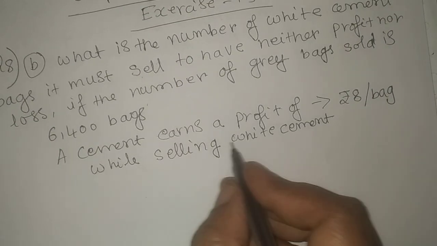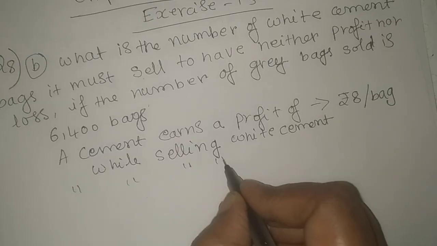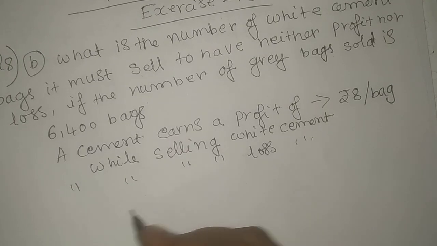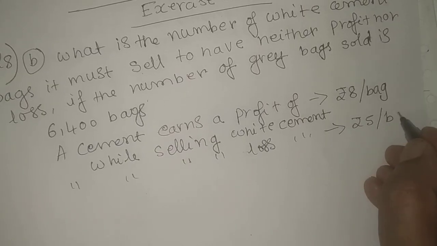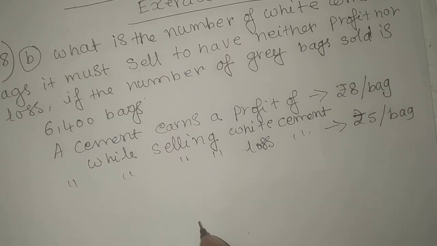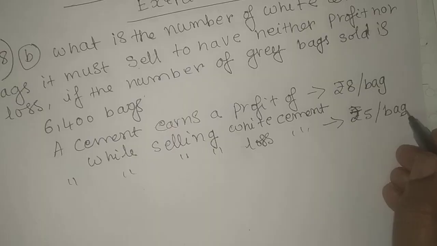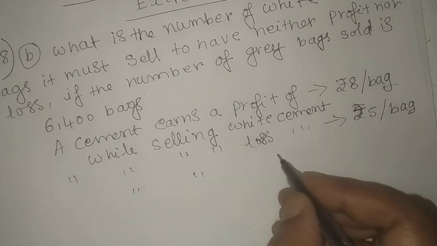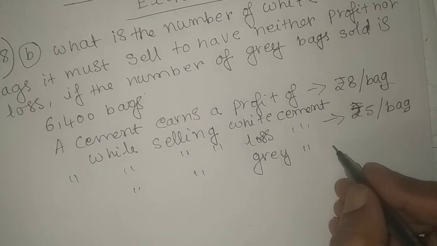Then, say again, the cement company earns a loss of rupees 5 per bag while selling grey cement. This was the main question.